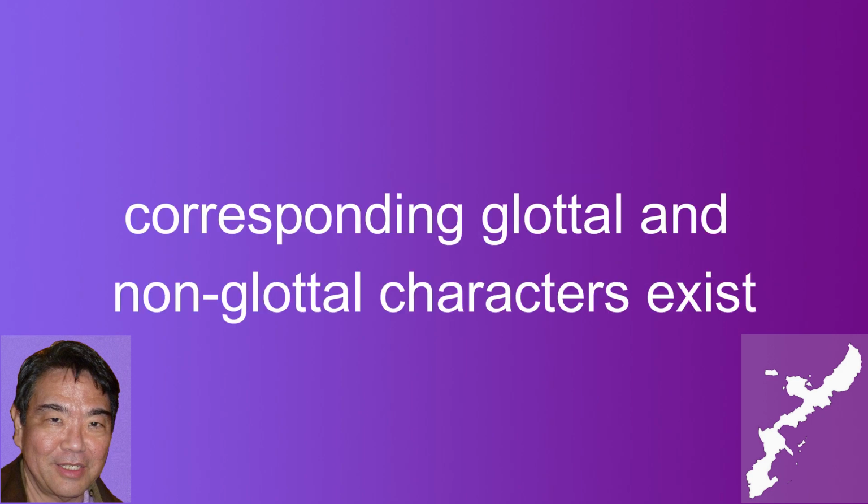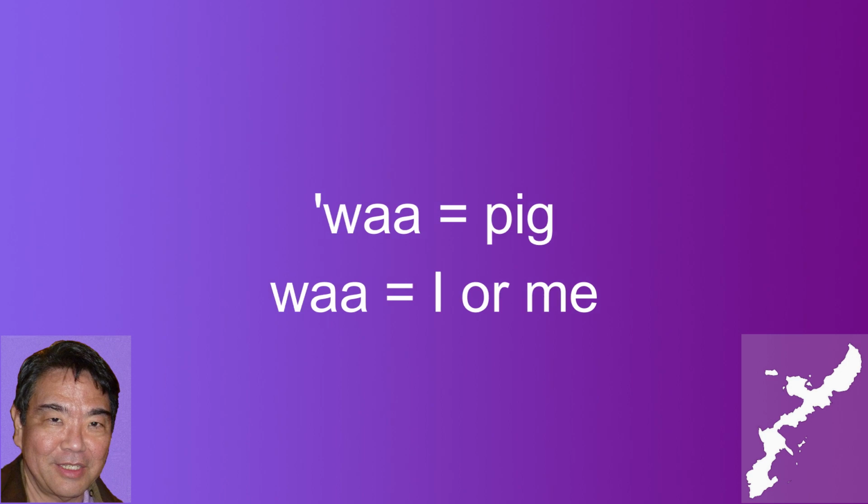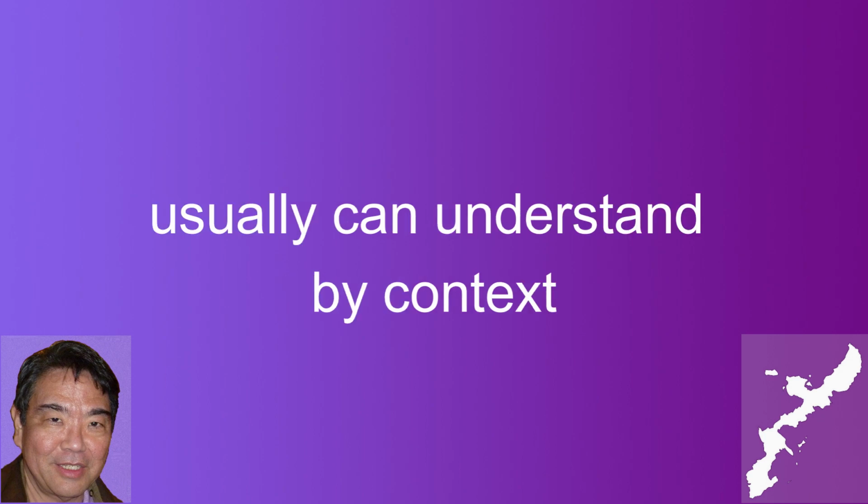There are corresponding non-glottal sounds for these 7 sounds, so you should be aware of it. For example, the glottal sounding word ya means you, but the non-glottal sounding word ya means house. Another example is the glottal sounding word wa means pig, but the non-glottal sounding word wa means I or me. Usually listeners will be able to determine what you mean by the context of the word, but we should attempt to make the correct glottal sounds.